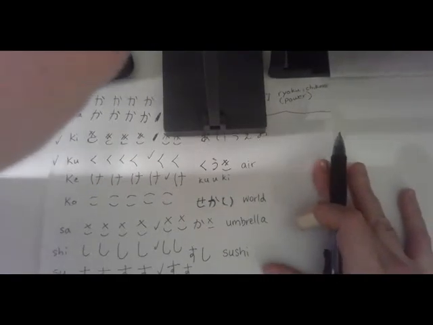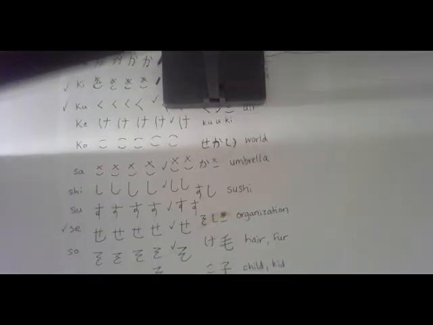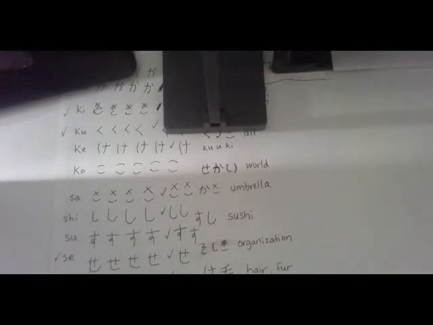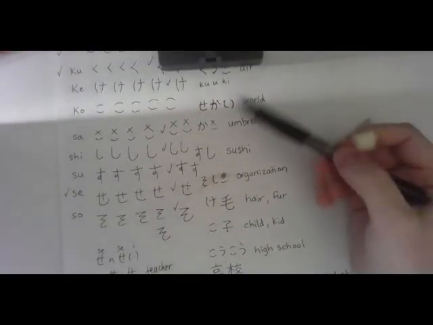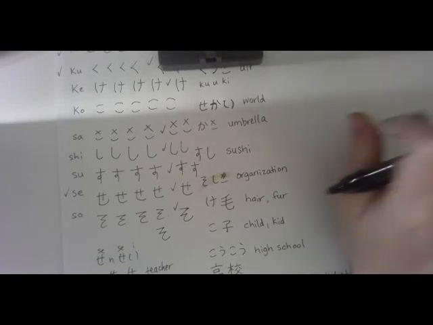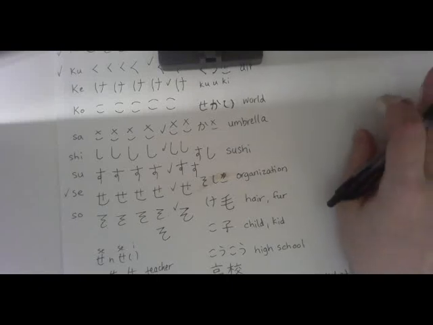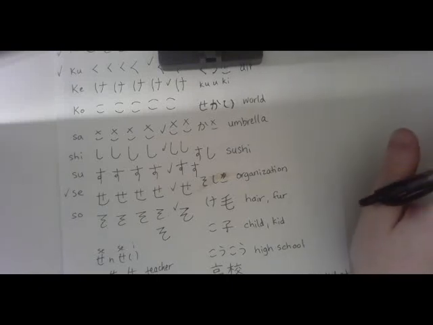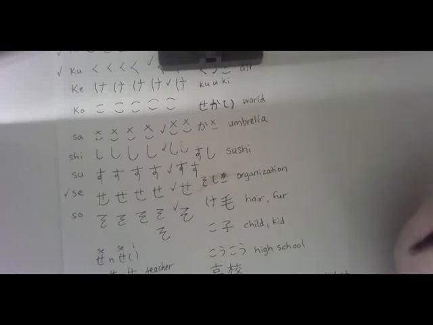Alright, and then next one is, let's see here, kasa. Kasa means umbrella. I love Japanese umbrellas. They're like the cutest thing ever. And I hate getting sunburned, so whenever I go outside, I'll just carry around my Japanese umbrella.